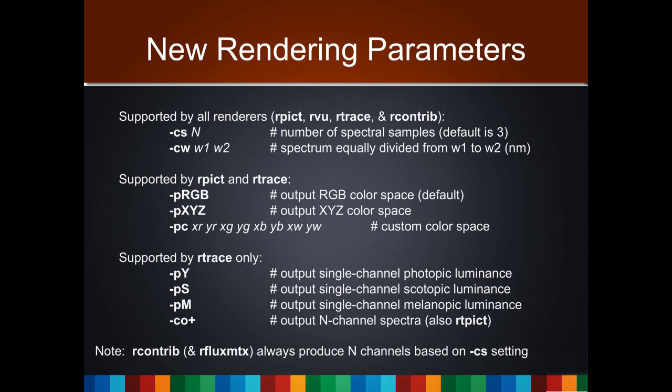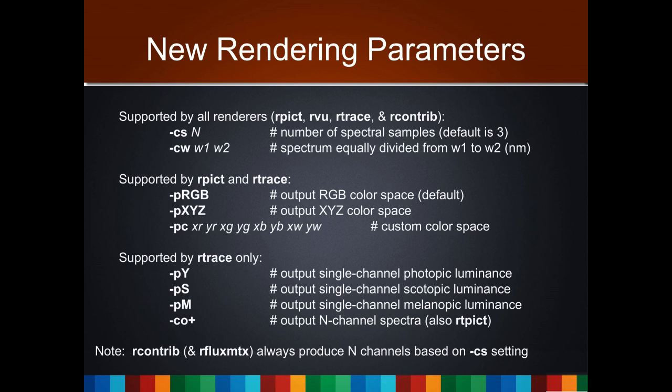And then you can specify any other RGB color space you want by giving the chromaticities in xy for the red, green, and blue primaries and white. rtrace in addition supports single channel output for photopic luminance with -PY, scotopic luminance with -PS, and melanopic luminance with -PM. Again, this is going to take whatever spectral calculation you've done and apply the spectral sensitivity curve to get one of those three values.